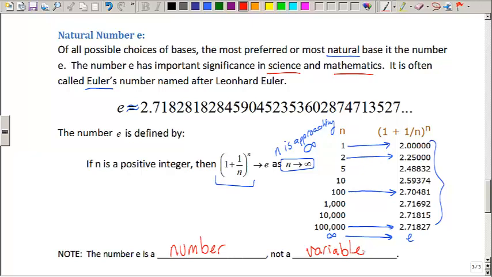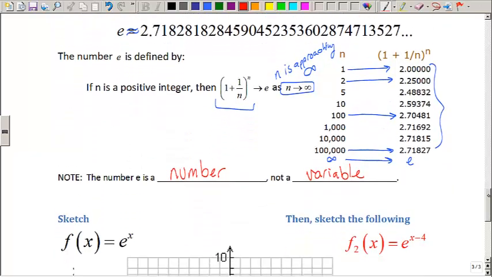We've never used e as a variable in the past. I'm not sure if you've really even noticed that. There are some letters we steer clear of. Instead of using x's or y's or z's as variables, we don't use e as a variable because e means something else, which is this natural number. Now, because it is the most preferred or natural base, it comes up a lot in exponential functions, so we're going to need to talk about that.